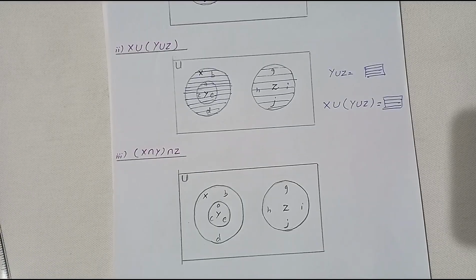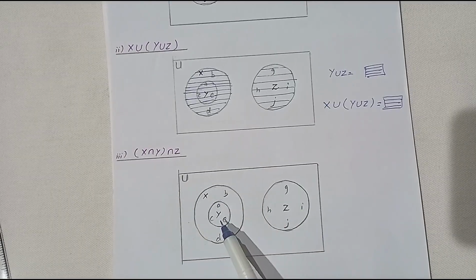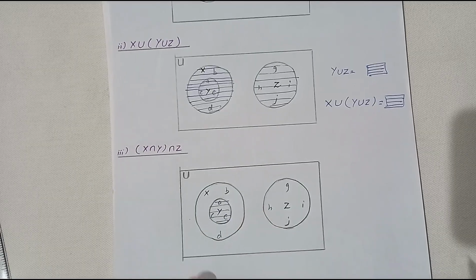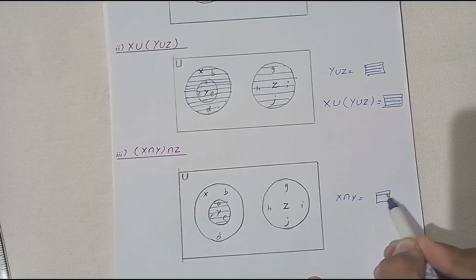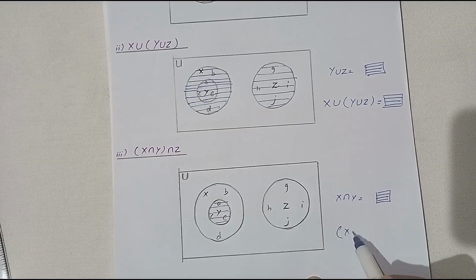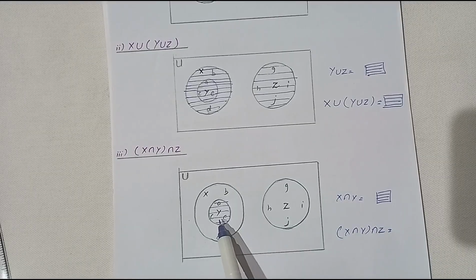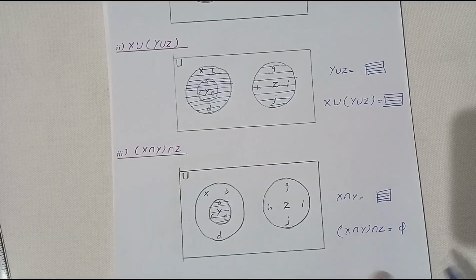In the third part, we have to shade x intersection y. X intersection y means the common part of x and y, and the common part of x and y is the y set. We shade it with the horizontal line. X intersection y is represented by horizontal lines, and x intersection y intersection z means the common part of the shaded area and z. Since they are not overlapping sets, there is no common part between z and y set, so there is no shading.